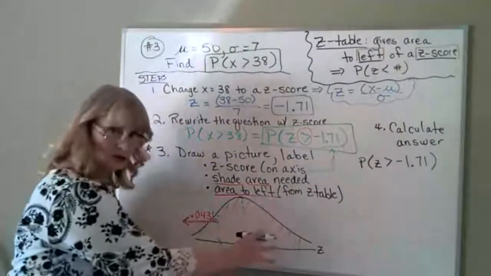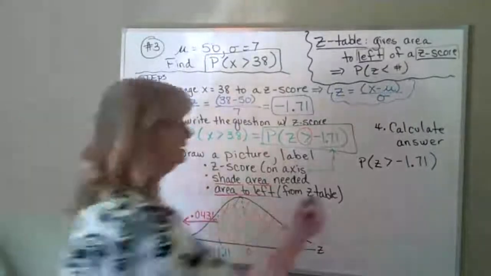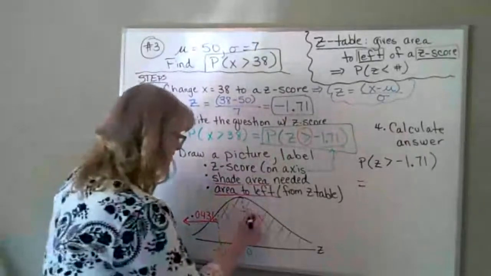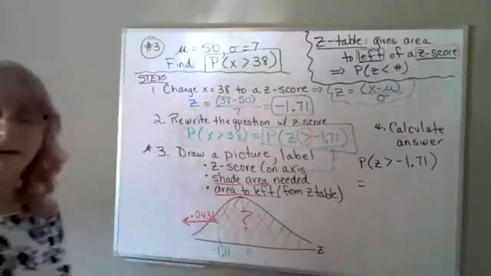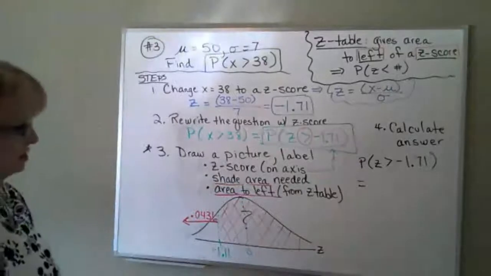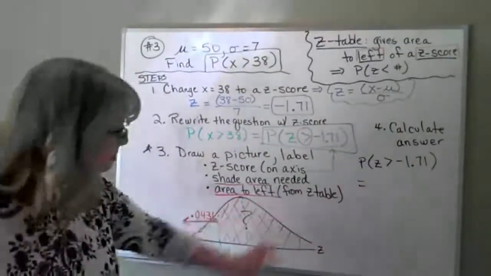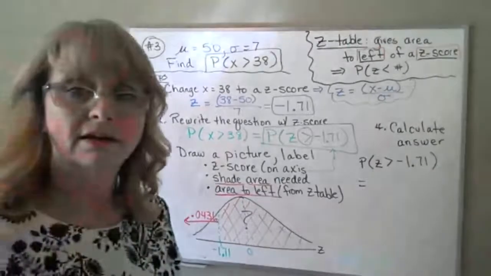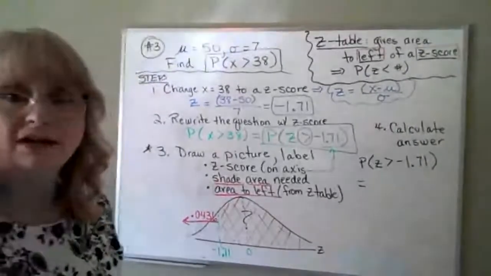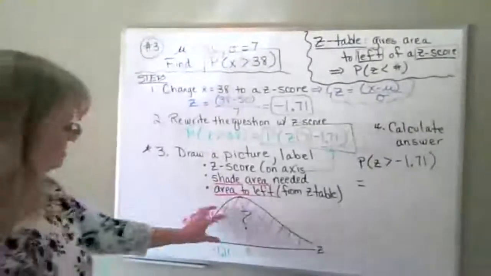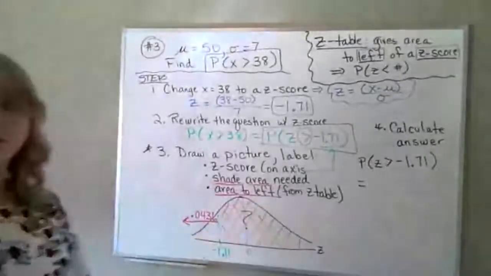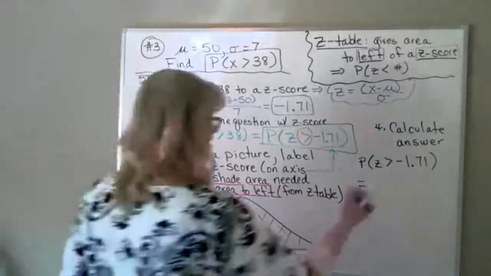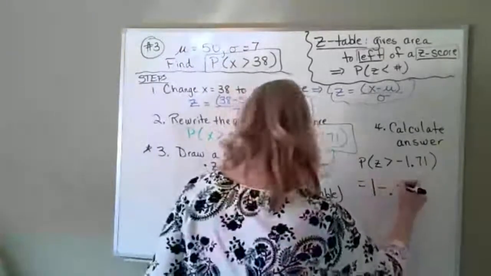But notice what we shaded was this over here. Can anybody tell me what calculation I should do? What I really want to find is this shaded area. That's the question. That's the probability that Z is greater than negative 1.71. Does anybody know what calculation we should do from this picture to get that area right there that's to the right? What should I do? There you go, Christina. Is 1 minus 0.0436.